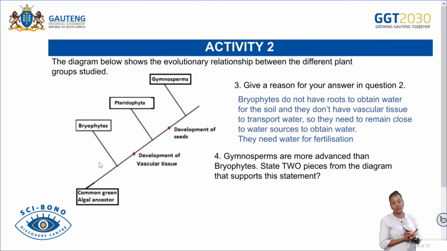Because Bryophytes do not have roots, therefore they obtain water directly from the soil surface, and they don't have vascular tissues to transport that water. They need to remain close to water sources so that they can obtain water. And again, they need water for fertilization.